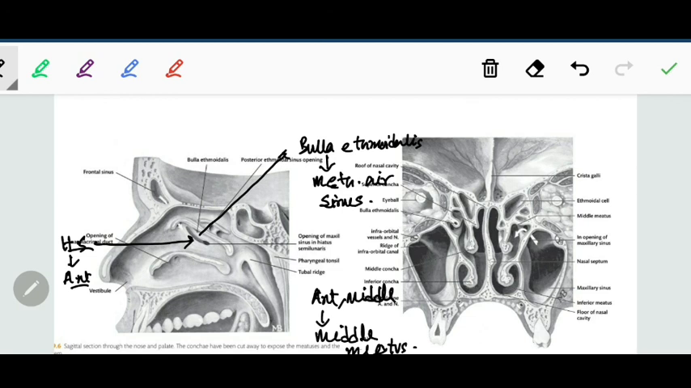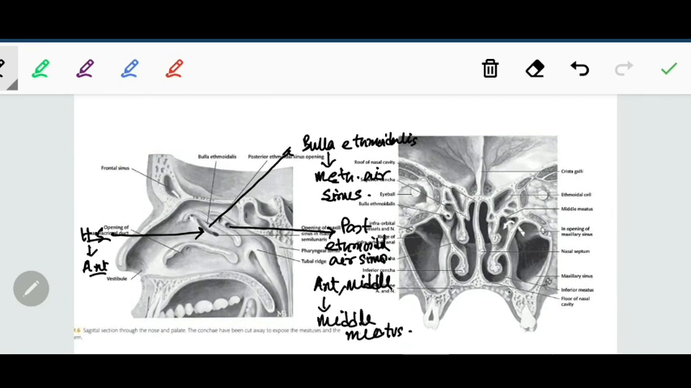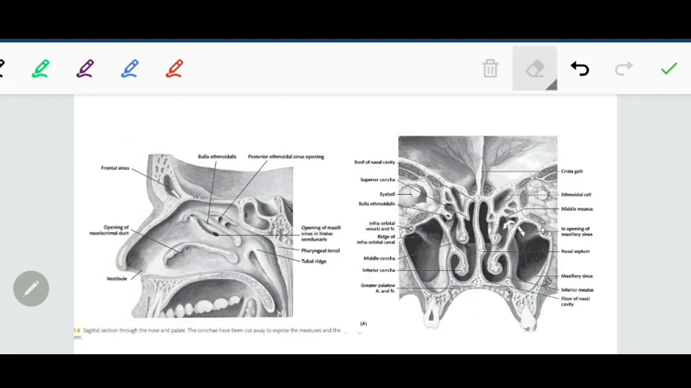And the posterior ethmoidal air sinus, the last remaining group, they drain into the posterior part of the superior meatus. So in the superior meatus lie the posterior ethmoidal air sinus. Okay.